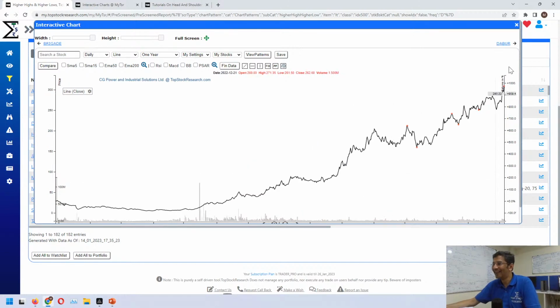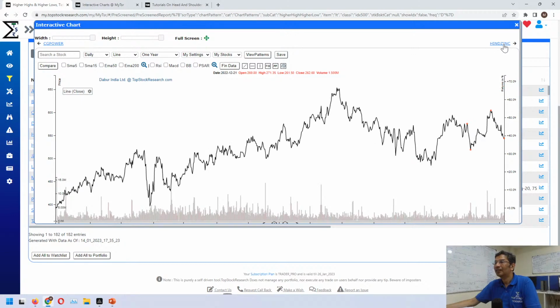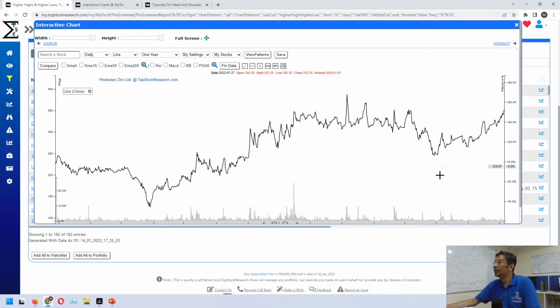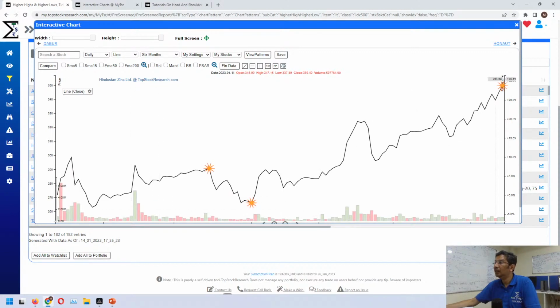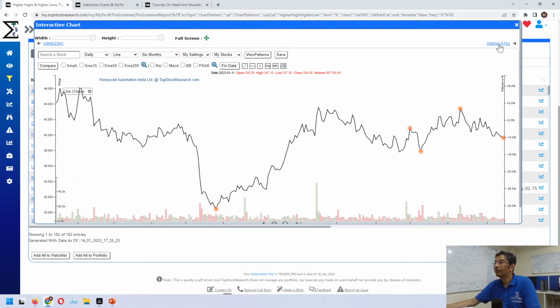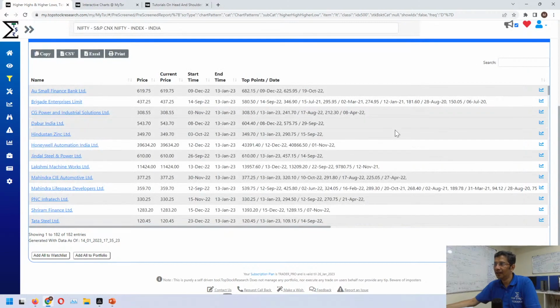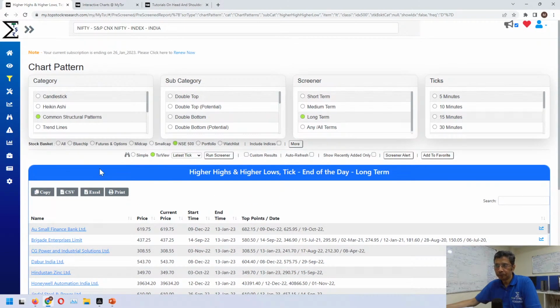This is a better example, right? Some examples may be good, some may not be that good. This is another short term, much shorter period example. So maybe I'll take it to 6 months to see that, right? Higher highs, higher lows, right? So similarly, this is another pattern, and there are various other ways.